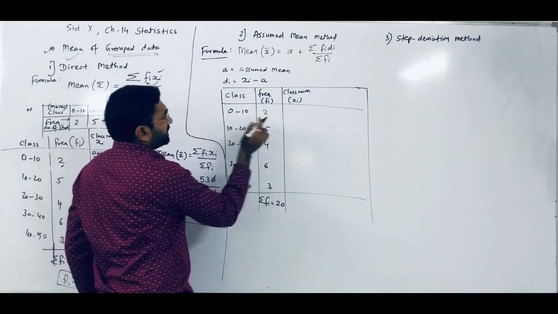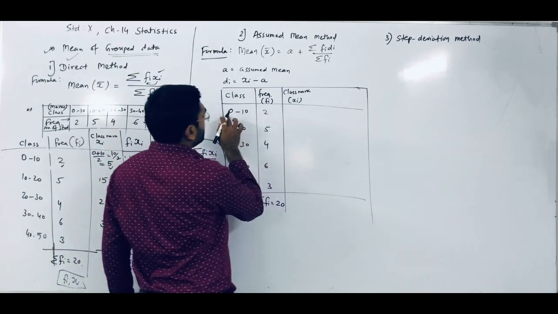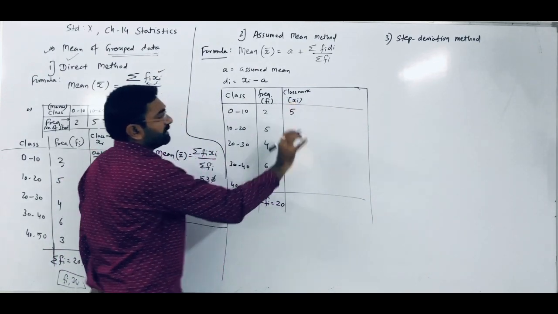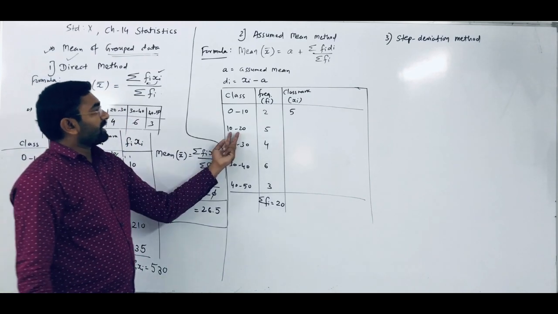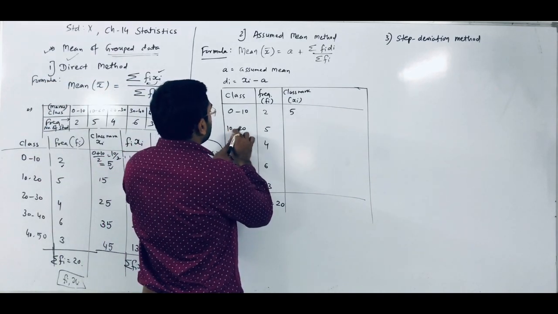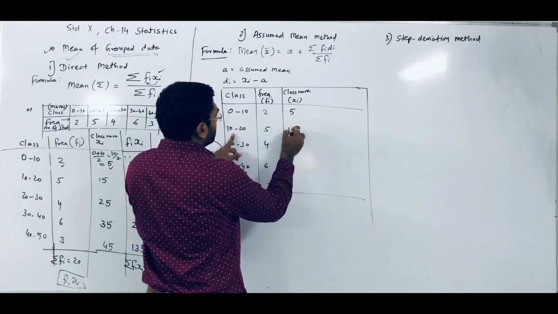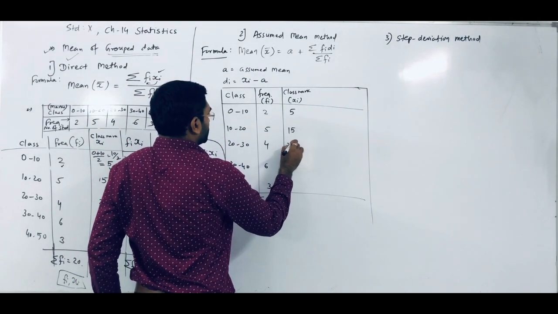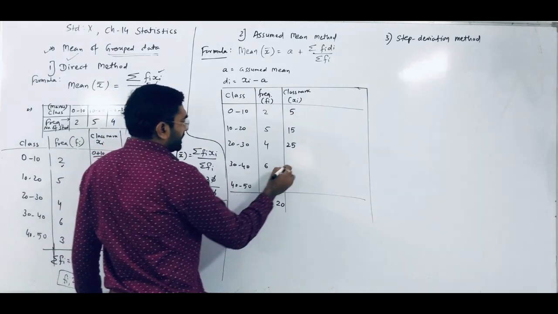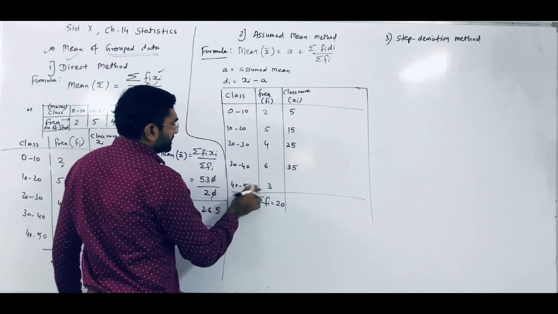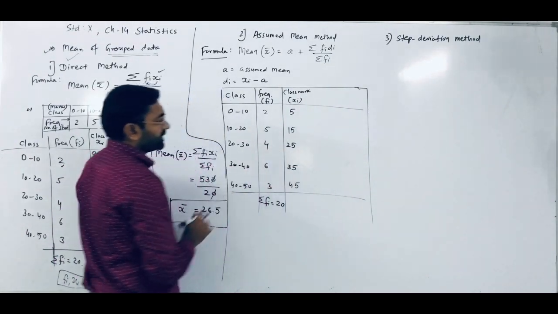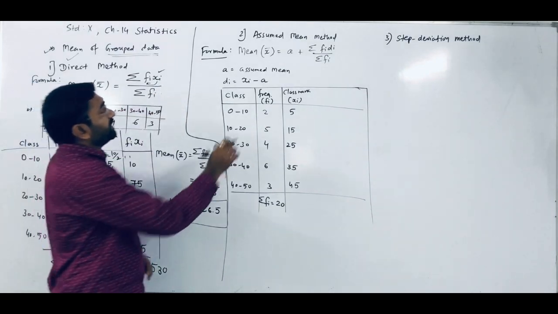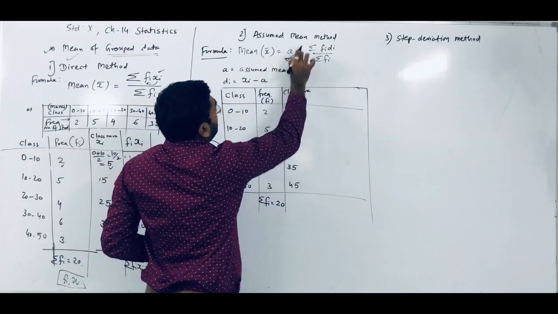How can we find the class mark for each class? Its lower limit and upper limit summation divided by 2. So 0 plus 10 divided by 2, we get 5. Then 10 plus 20 divided by 2, 30 by 2 means 15. 20 plus 30, so 50 by 2, 25. Here is 35, and here is 45. Now, the most important thing here in the mean formula is that we first require the a value.